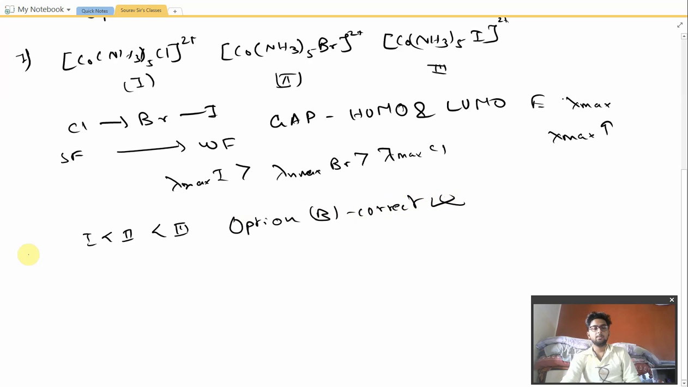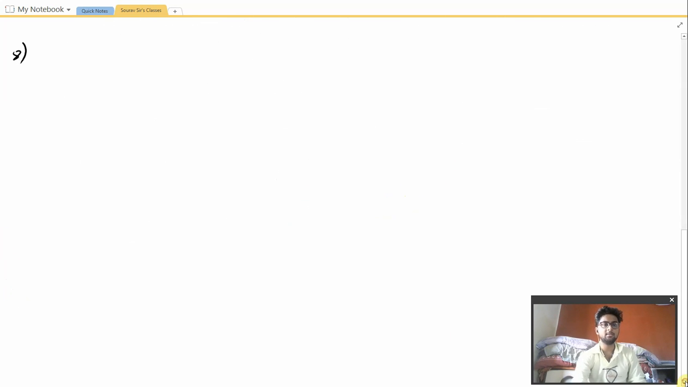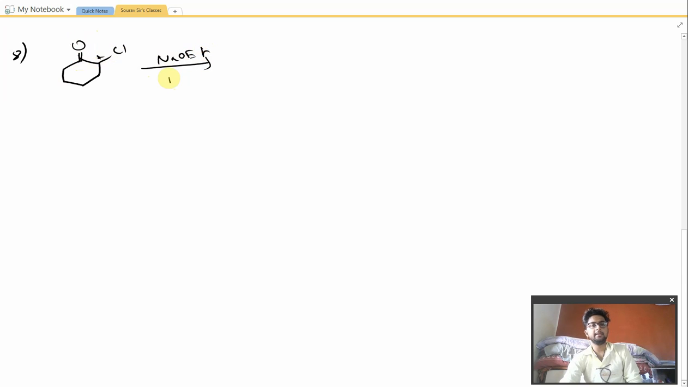Moving on to the next question, question number 8. This is an organic reaction, so let me draw the mechanism for you. Here is a C=O and here is Cl. We give NaOH and EtOH.